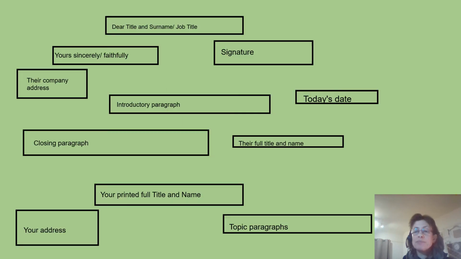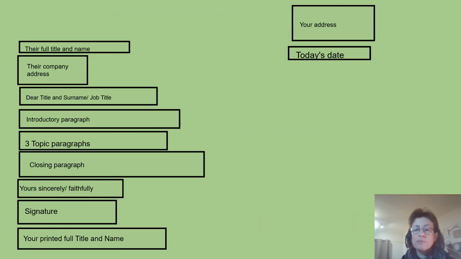Persuasive letters. These are the features of a letter. So you might have someone's title and surname or their job title, their signature, the date, introductory paragraph, yours sincerely or faithfully, depending on whether you know their name, sincerely if you do, their company address, closing paragraph, their title and name, your printed title and name, your address and topic paragraphs. There should be at least 3 of those, and then a concluding paragraph, which is the closing paragraph I mentioned earlier. This is the correct layout for a formal letter.